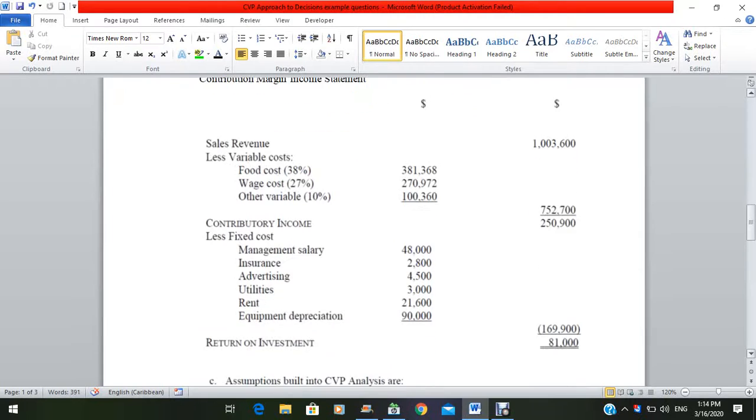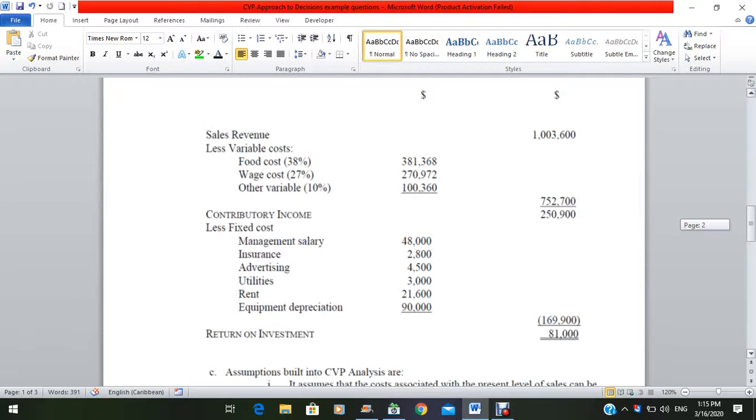250,900. Then you have less fixed costs, which are 48,000, 2,845, 3,000, 21,600, and $90,000. When you add up all of those, you get a figure of 169,900. You subtract that from the 250,900 and you get 81,000. That means the amount of sales revenue that you calculated would be okay, with all the fixed and variable costs that you have originally, to give the man a return on investment of 81,000.